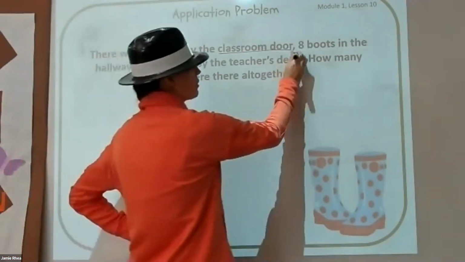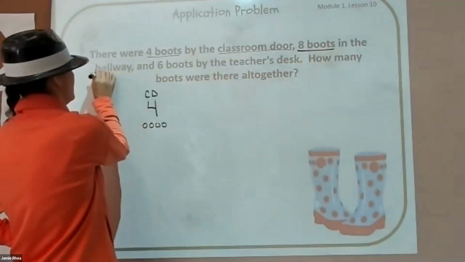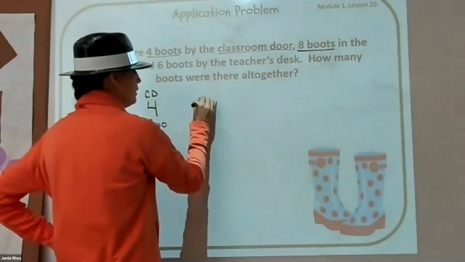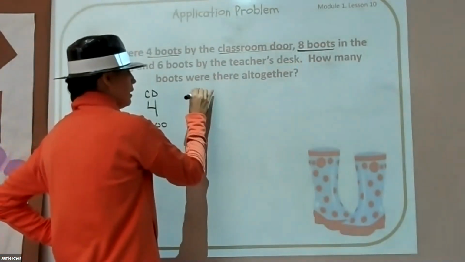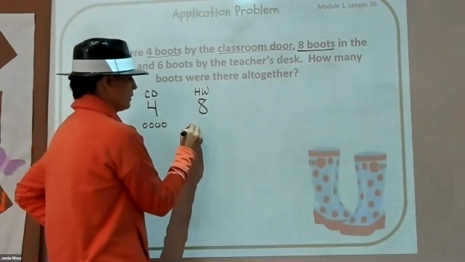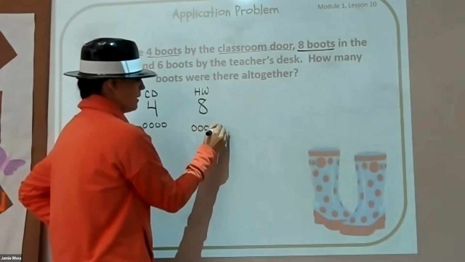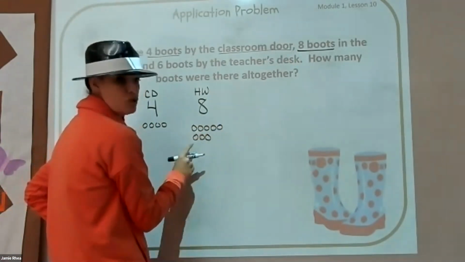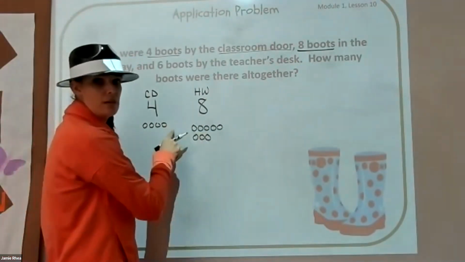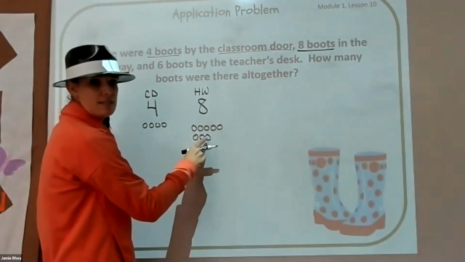8 boots in the hallway. Oh, look here. Here's another clue. 8 boots in the hallway. Okay, so I'm going to write 8. I'm going to put H for hallway, and I'm going to draw out my 8. Do you notice how I drew out my 8? I used the 5 group method. Here's the 5, 6, 7, 8.